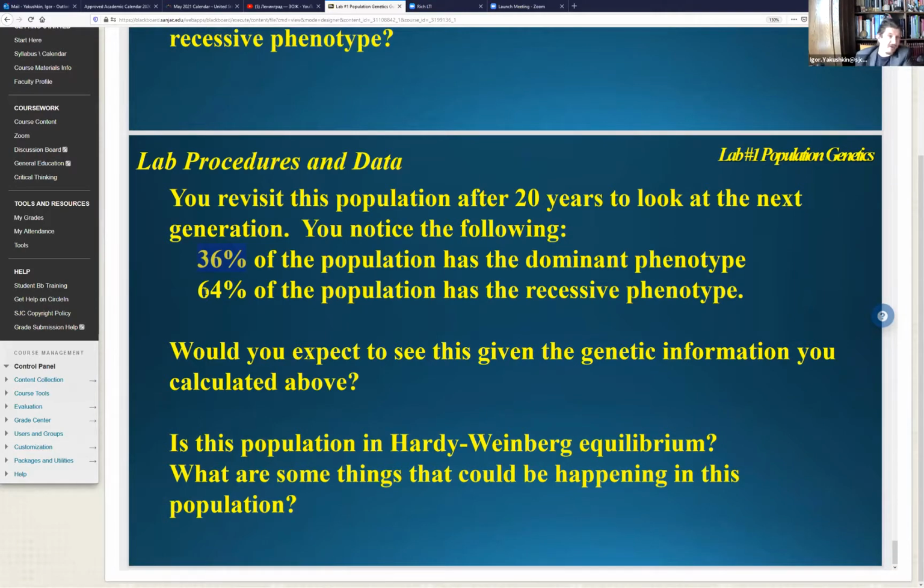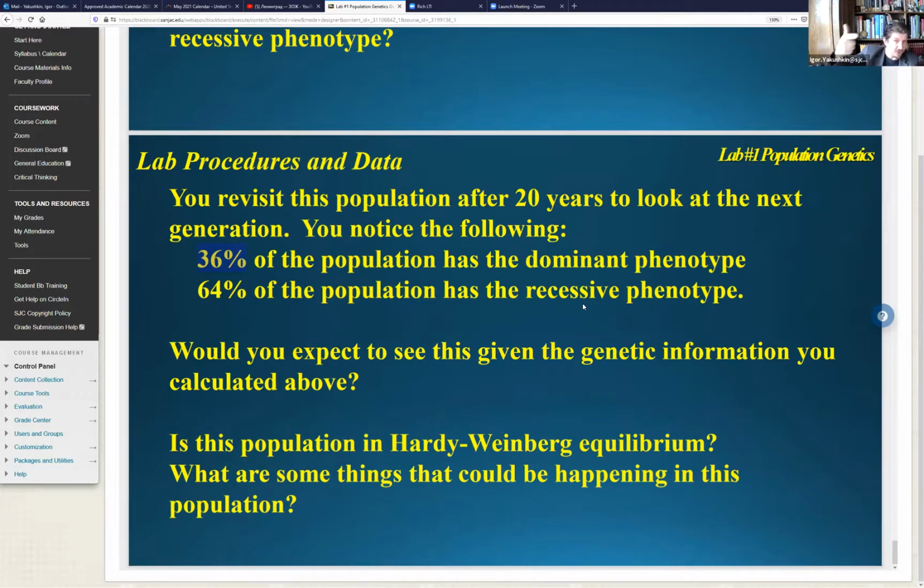We might have a bunch of dominant phenotypes coming in, or we might have a bunch of recessive phenotypes leaving, or in this particular generation, let's say the female decided that the dominant genotype looks good. Let's mate with him and let's drop all of the recessive. We don't know what happened, but we can figure it out.